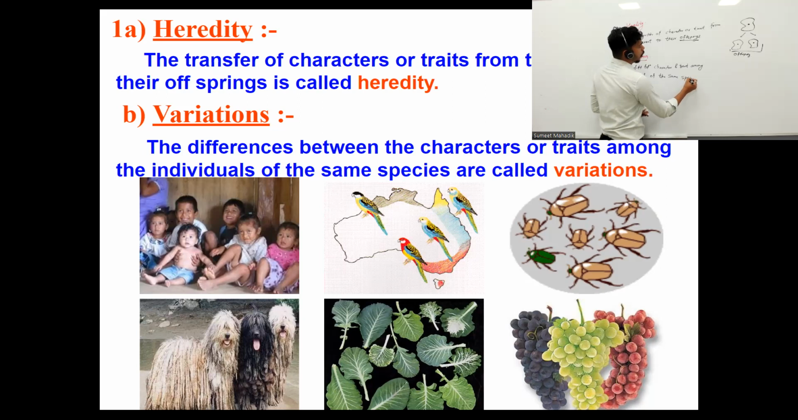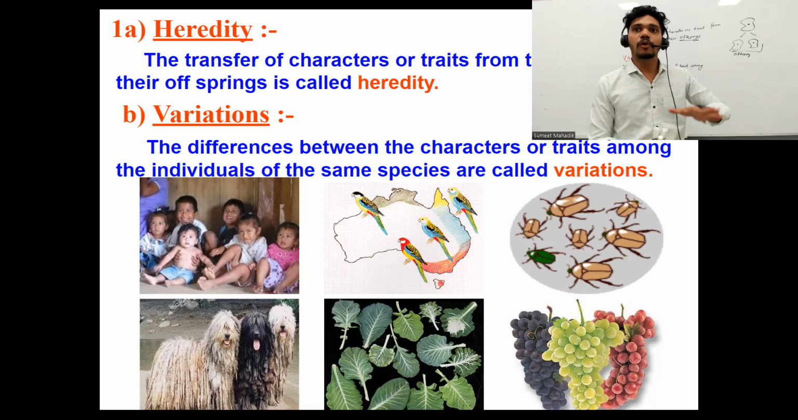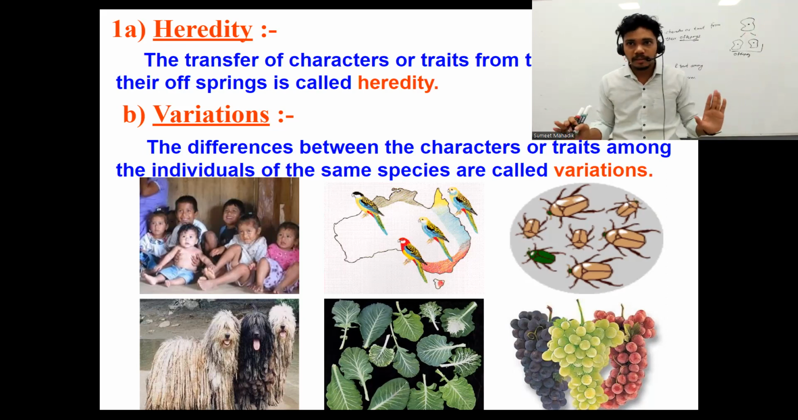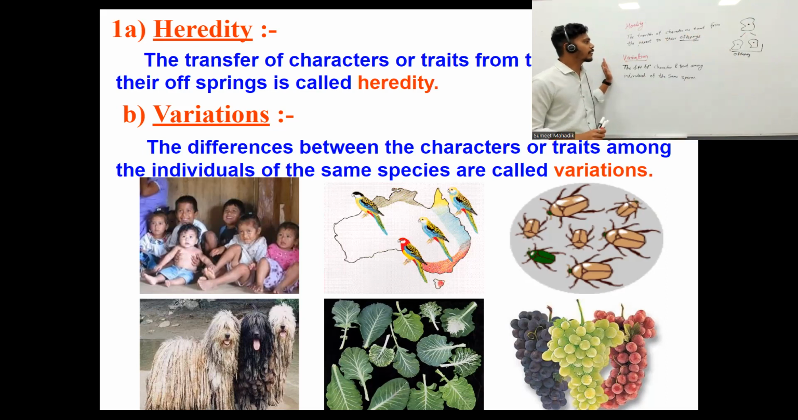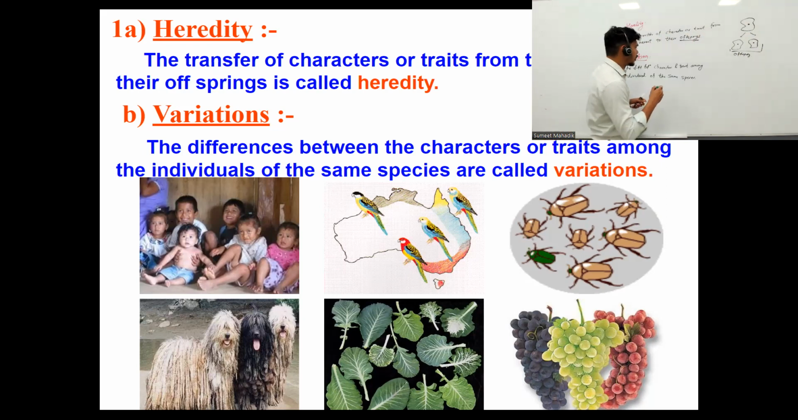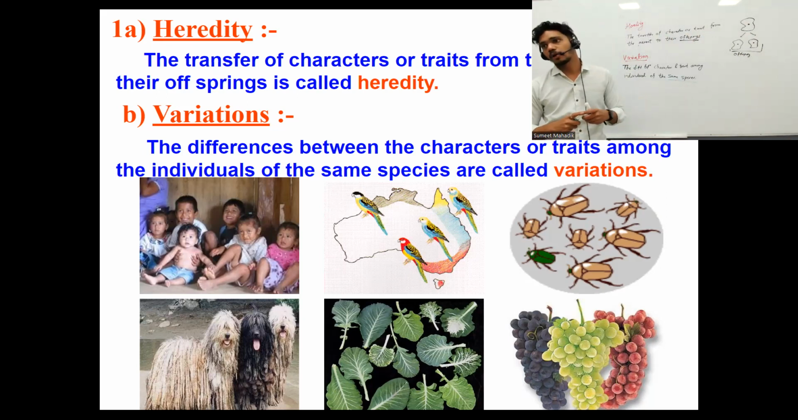Now tell me one thing, a dog has many breeds, right? But a dog is a dog, though there are many breeds. Even humans from Africa, humans from here, humans from America, humans from China, they are all humans, but there is variation in physical appearance, right? So that's called variation, the difference between character and trait among the individuals of the same species. If you forget to write the words same species, then your answer is wrong. So what is variation? The difference between the character or trait of the same species. Okay, have you got this?